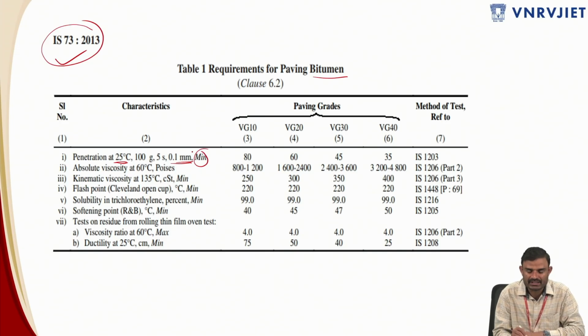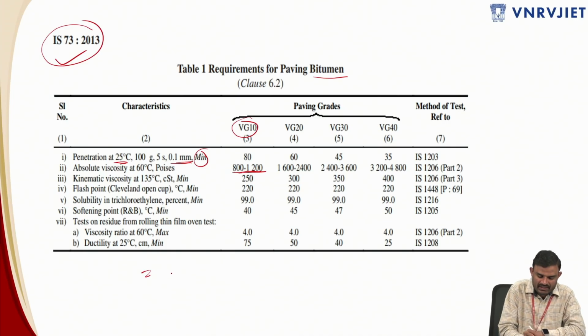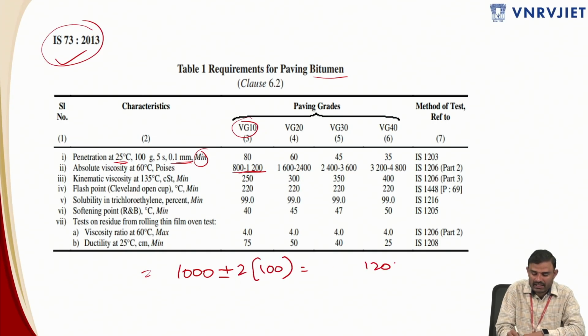So this is the viscosity grading system. For VG10 grade bitumen, I'll first explain how the grading is classified. The absolute viscosity of VG10 bitumen is 800 to 1200. How do you get that? You take the center value 1000 plus or minus 2 into 100. 1000 plus 200 is 1200 on the higher side, and 1000 minus 200 is 800.